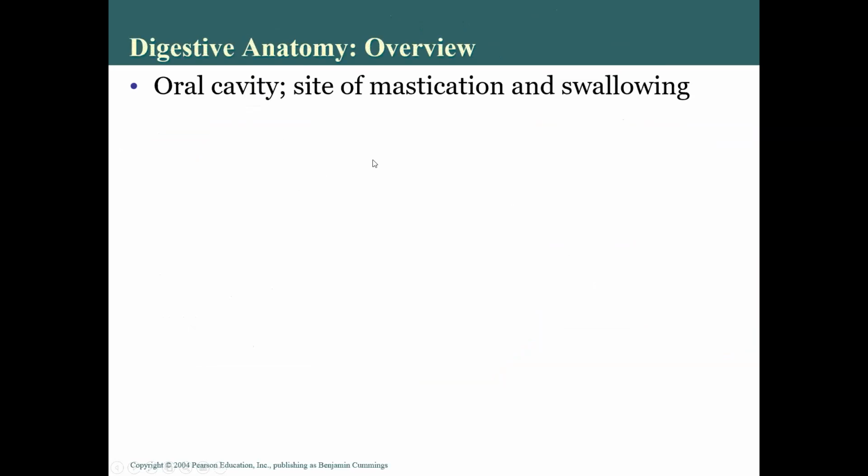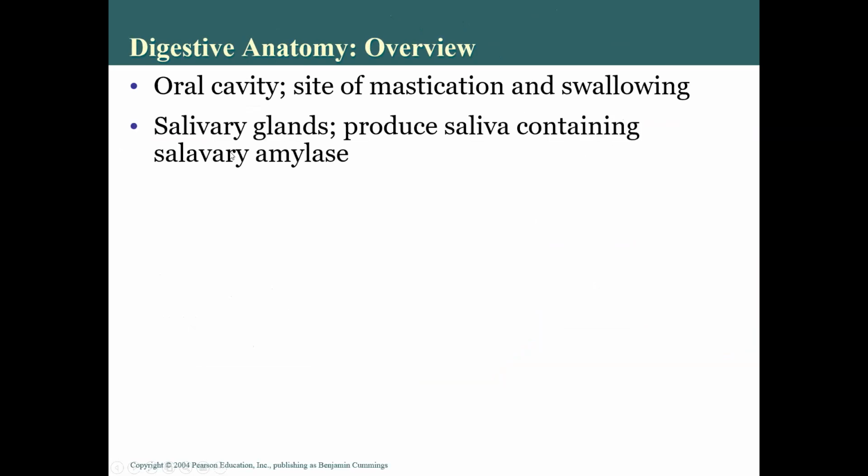So oral cavity is your mouth. It's the site of mastication, which is a scientific term for chewing and swallowing. Salivary glands produce saliva containing salivary amylase. Salivary amylase is an enzyme that helps you begin the digestive process of carbohydrates. So the question is, why do you need to digest carbohydrates in your mouth? Two really important reasons. First is it allows you to identify carbohydrates as being made out of sugars.